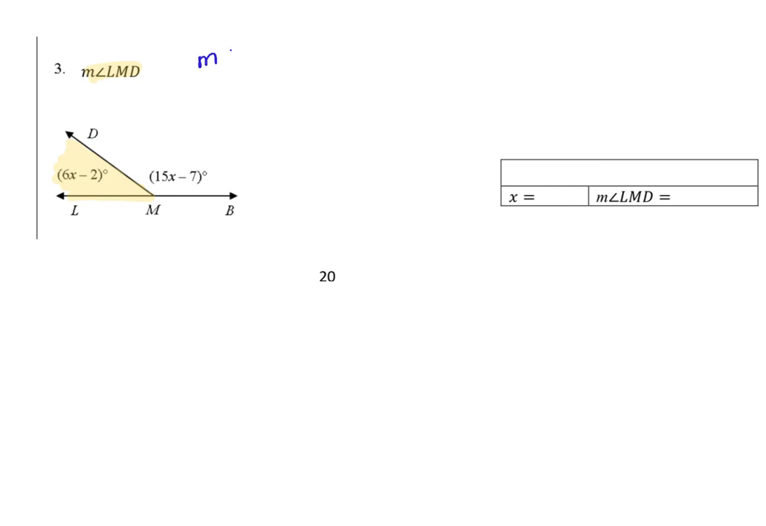So we have measurement of angle LMD plus measurement of angle DMB, which is this obtuse angle right here. That's going to be equal to measurement of angle LMB. So measurement of angle LMB is the straight line right here, LMB. So now we're just going to replace these angles with the given expressions and the values that we know.